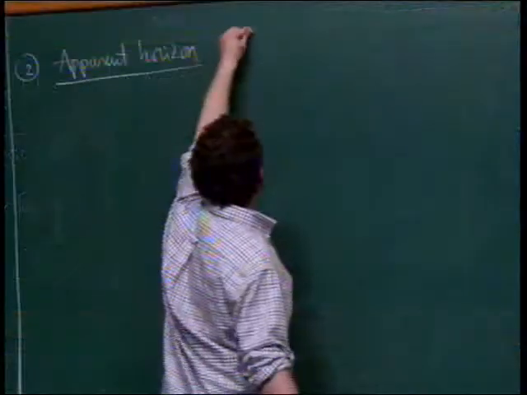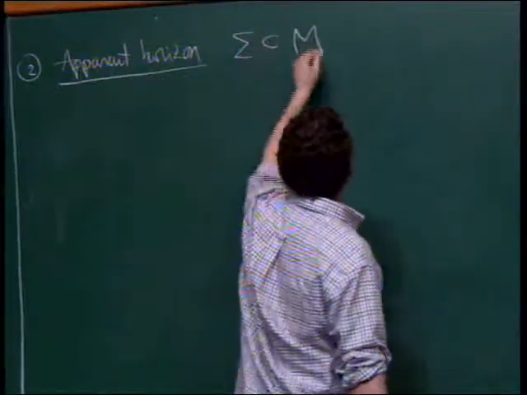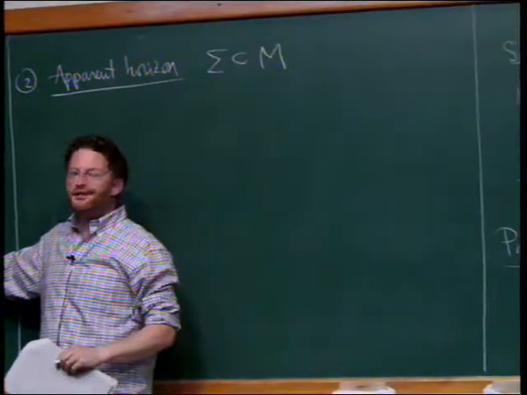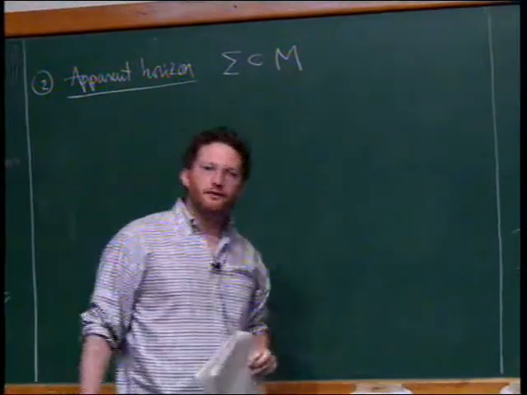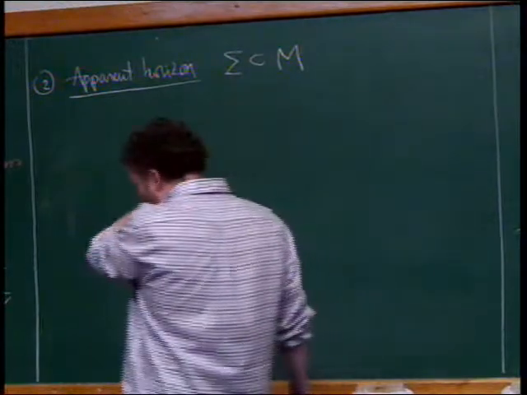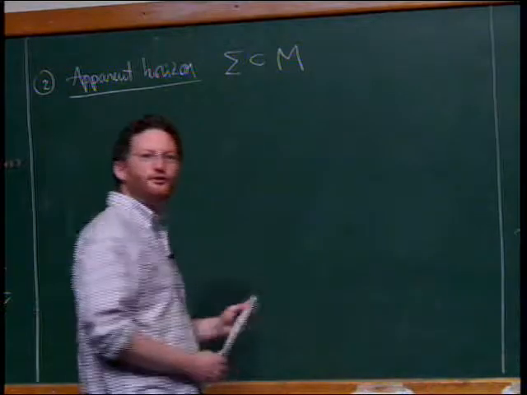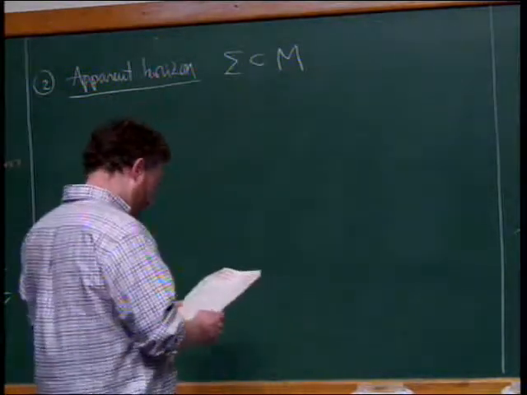So this apparent horizon is a hypersurface in M. So it's not exactly the horizon. If there is an apparent horizon, this is going to lie inside the horizon. This is a theorem by Penrose. So it's the best we can do, put it this way, so far.